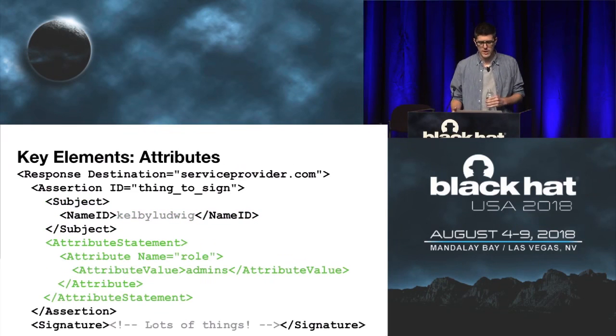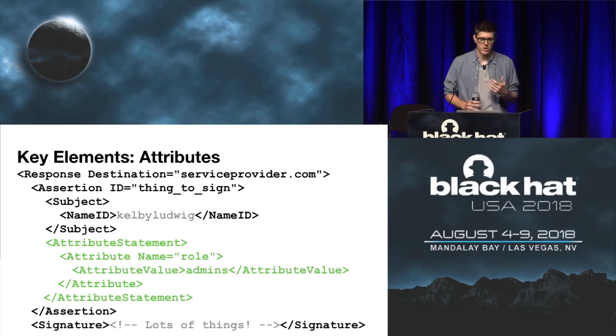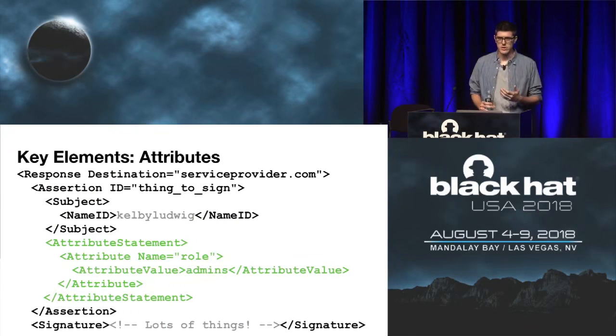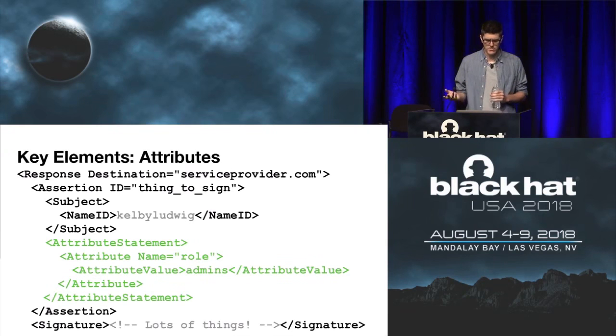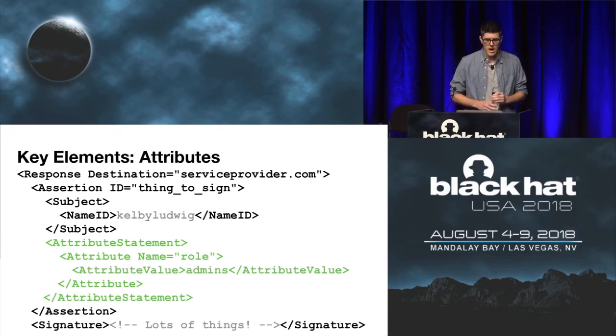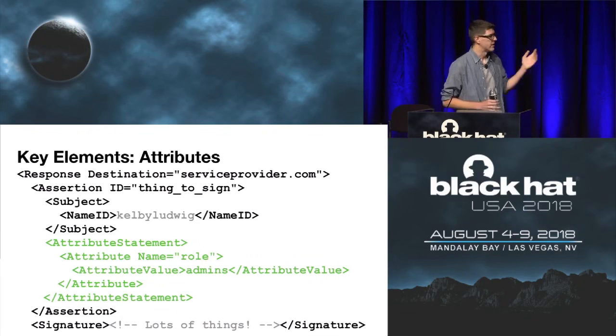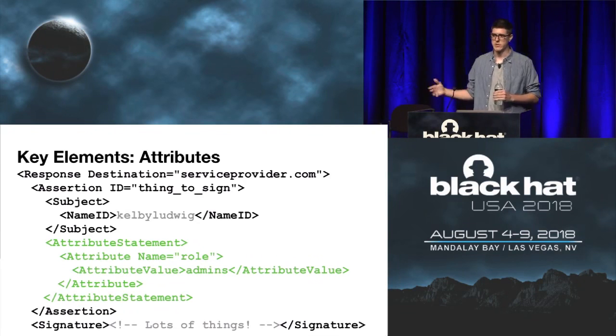So the next interesting set of elements are the attribute statements and attributes. An attribute statement is just a set of attributes, and attributes are just general properties of the user that the identity provider may want to convey to a service provider. For example, an identity provider may use a username for a name ID, but also wants to inform a service provider of the user's email for notification purposes. You could also use the attributes section to convey, as I've done in this slide, access control roles, like this person is an administrator.